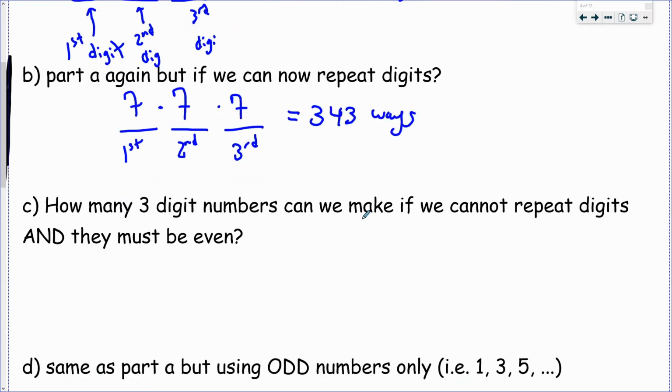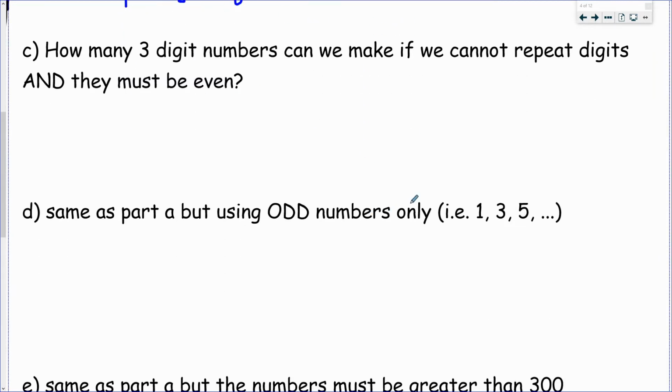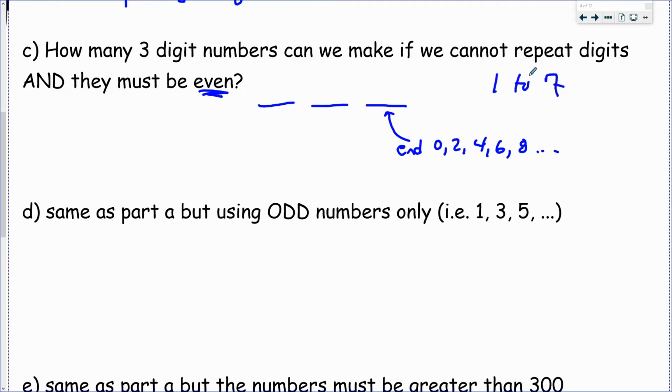All right. What about part C? Well, how many 3-digit numbers can we make if we cannot repeat the digits and they must be even? Okay, it's starting to get a little bit tricky. So draw out your 3 spaces. They have to be even. What makes a number even? Well, it would have to end with a 0, a 2, a 4, a 6, or an 8. Those are the options. I'm using the numbers 1 to 7. So I have a 2, I have a 4, I have a 6.